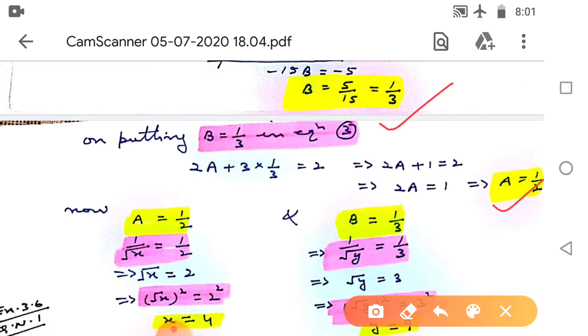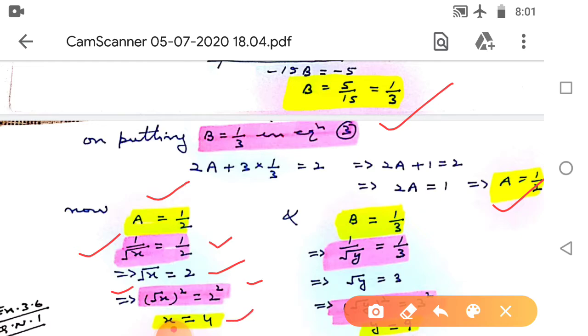Now a is equal to 1 by under root x. So here a is equal to 1 by 2, and the value of a is 1 upon under root x. So 1 upon under root x is equal to 1 by 2. So under root x by cross multiplication, under root x is equal to 2. Now squaring both sides, we get x is equal to 4.